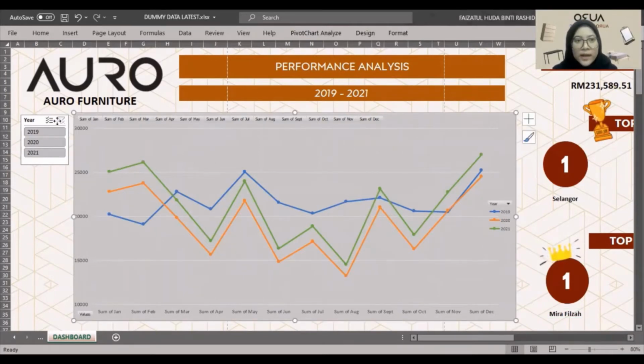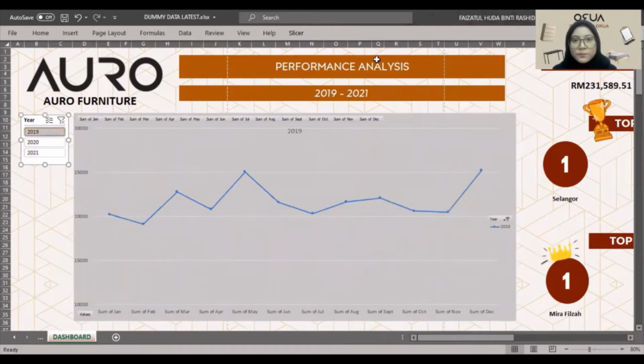Today I will present the performance analysis of Auro Furniture for the year 2019 to 2021. First of all, we look at the year 2019. In 2019, as you can see, there is constant growth of sales throughout the year. However, there are increases in sales for May and also December.